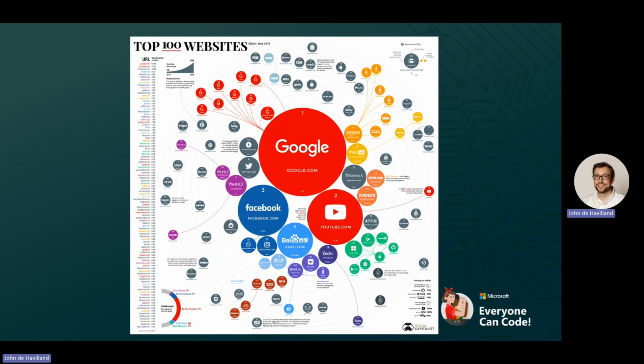So with the internet, web apps are ubiquitous everywhere, and it's critical as you're thinking about coding that you're familiar with some of the core concepts of web apps.